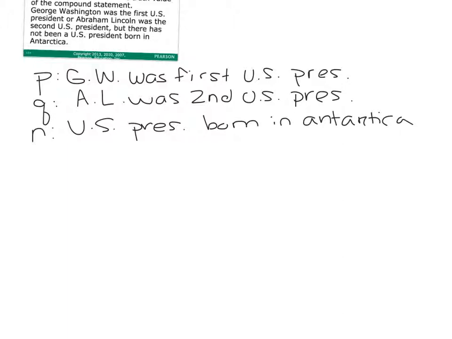Okay. All right. So if we're going to set up our truth table, we want to make sure we know what statement we're setting up. Okay. So let's read this again. It says George Washington was the first United States president, or Abraham Lincoln was the second United States president, comma. Okay. So that means George and Abraham have to go on the same side of the equation with parentheses around it. So it was George was the first, or Lincoln was the second, comma, but there has not been a U.S. president born in Antarctica.